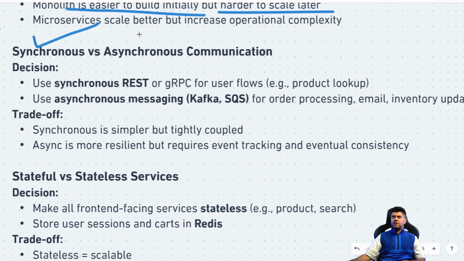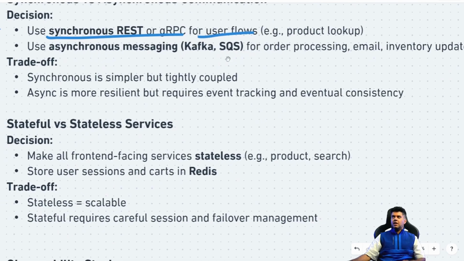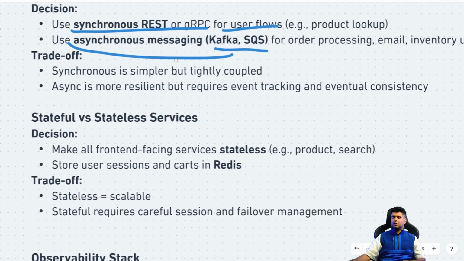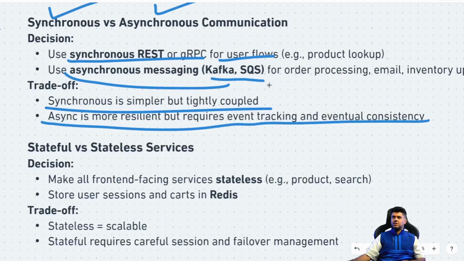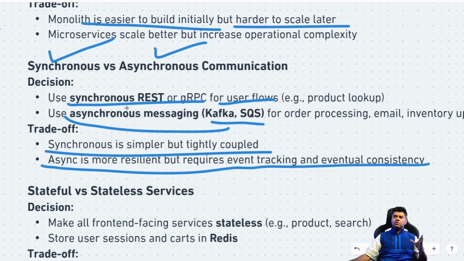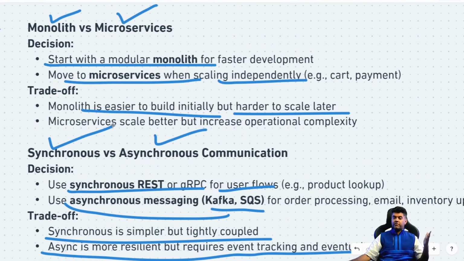Now, do you want synchronous or asynchronous communication? You can use synchronous REST APIs or gRPC, or you can have an async messaging system like Kafka or SQS for async processing and all that. Synchronous is simpler but highly tightly coupled. Async is more resilient but requires event tracking and eventual consistency. Maybe you know about microservices and async communication. Maybe you've seen my free 6-hour video on YouTube on microservices. If you've not, do check it out. This gets covered in a lot of detail there.